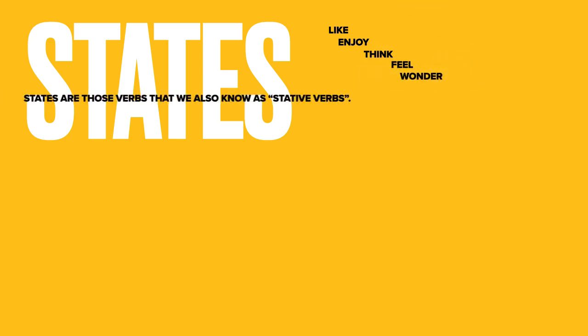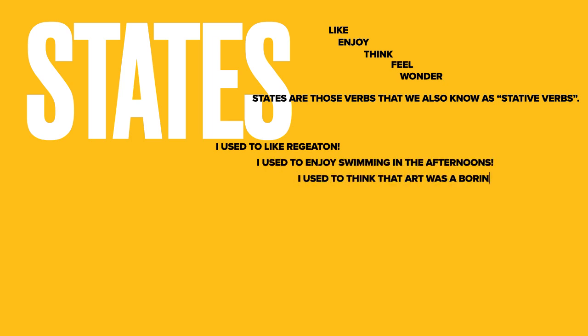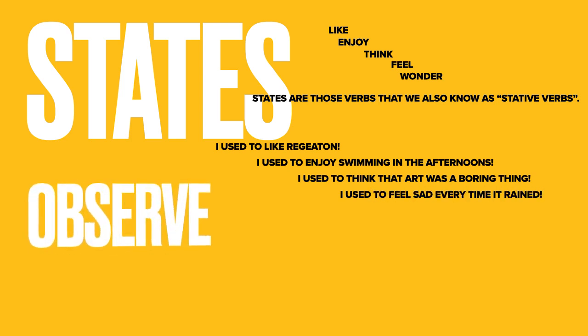But what about states? States are those things that we know as stative verbs, like enjoy, think, feel, wonder. You're going to observe that we use the auxiliary verb used to. And when we use the auxiliary verb used to, we use the verb in the simple present.